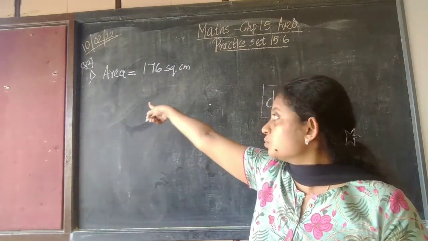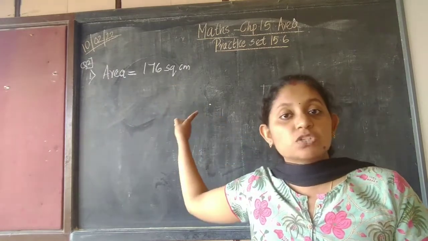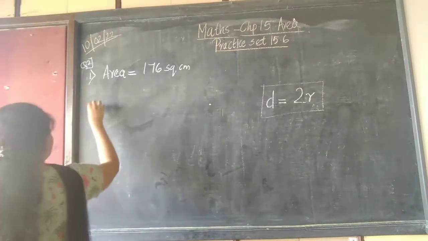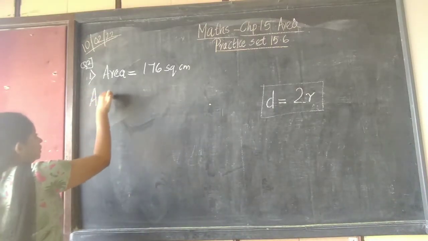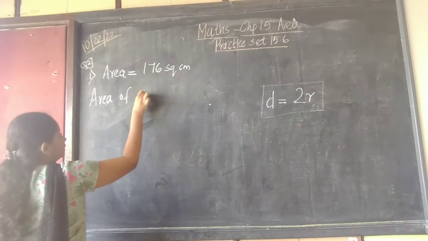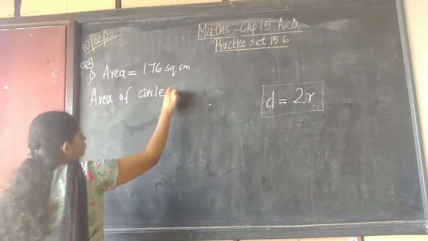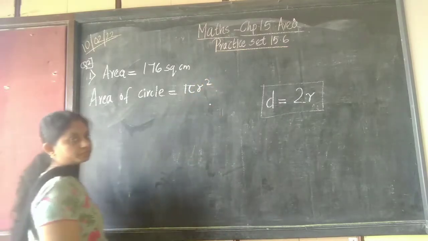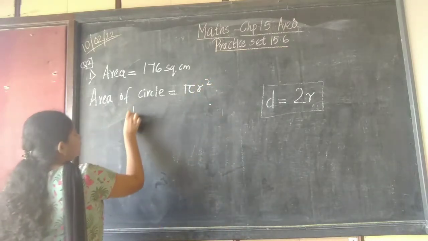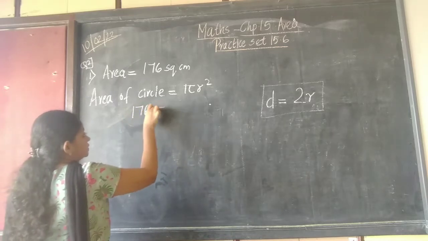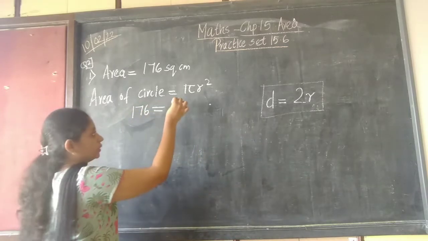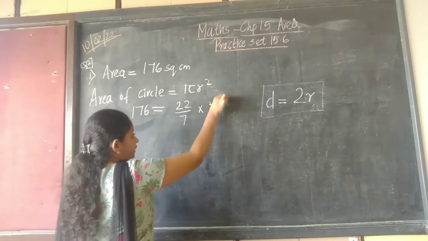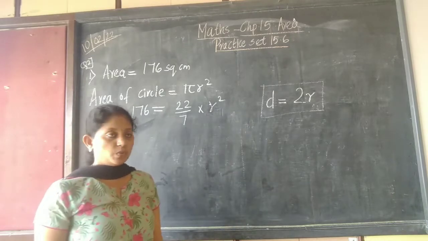So using this we are going to solve the first question. The first question is given as: area is 176 square centimeter. How are we going to solve? You know the area of circle formula. Area of circle is equal to pi r square. Now, area is already given, so 176 is equal to pi value, you know it is 22 upon 7, into radius we are going to find out, we will put it as r square.